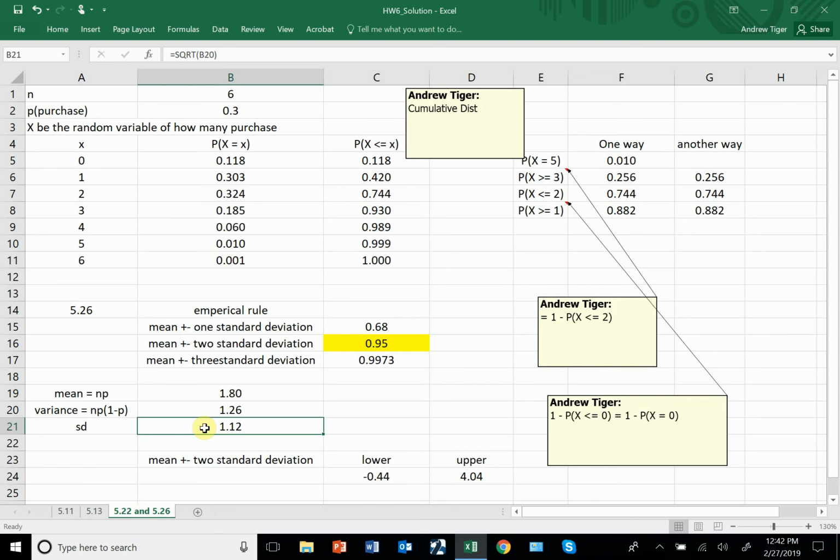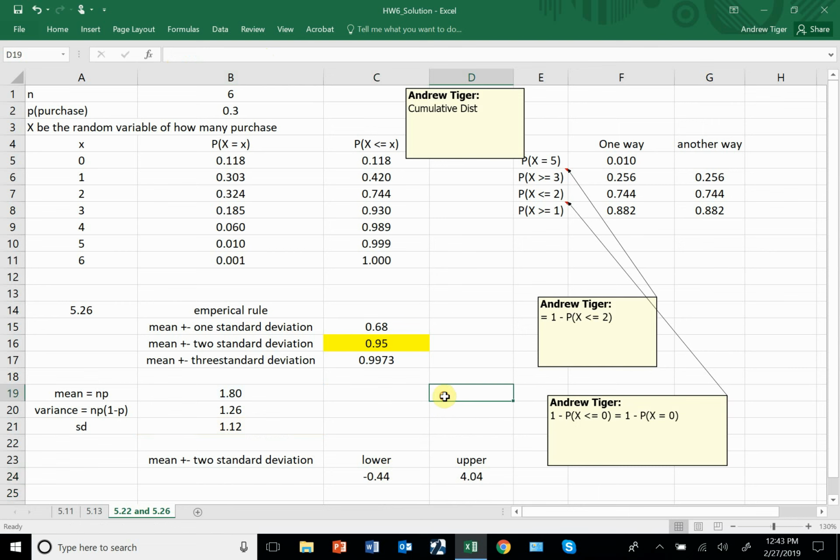Once we have this number, I want to calculate what the boundaries are, the mean plus or minus 2 standard deviations. The mean is 1.8. The standard deviation is 1.12. So the lower bound is equal to the mean minus 2 of these. Now you come up with a negative number. Well, you're never going to get a negative number. So if you wanted to make that be 0, that's fine. But I'm going to leave it just like that. And the upper is the mean plus 2 of these.